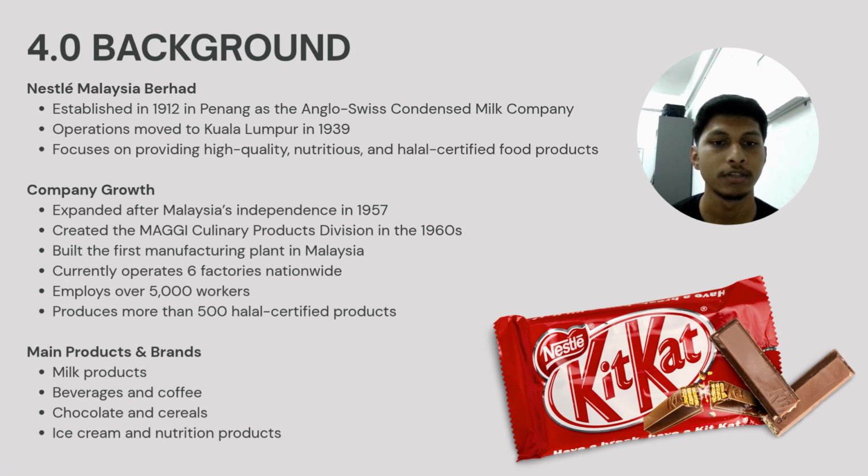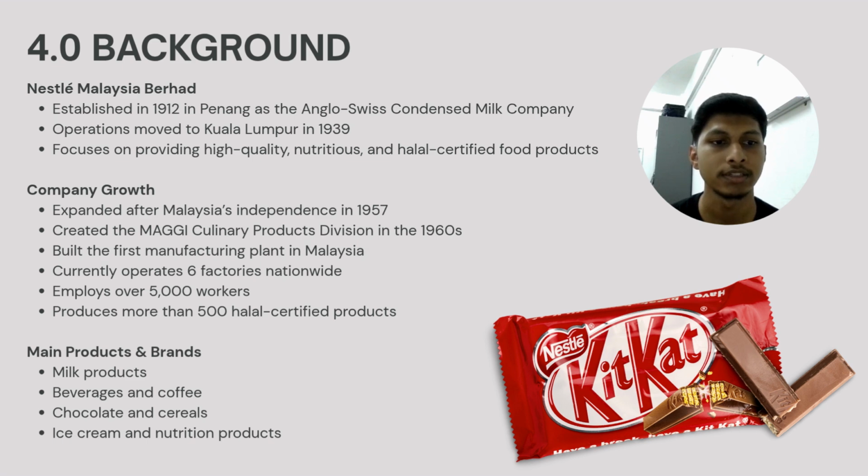Nestle Malaysia has been determined to continue offering high quality, nutritious, and halal certified products with high integrity and excellence. The company increased its contribution to national development after Malaysia gained independence in 1957 by offering jobs. Nestle Malaysia formed its culinary product division in the mid-1960s, which manufactured well-known food solutions under the Maggi brand. This achievement saw it set up the first manufacturing plant in the country.